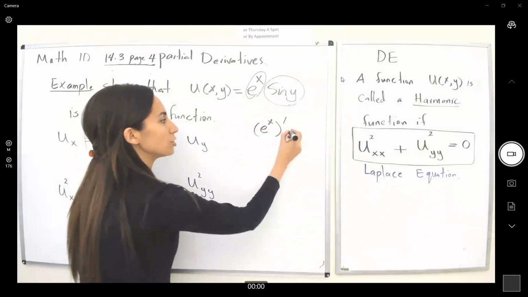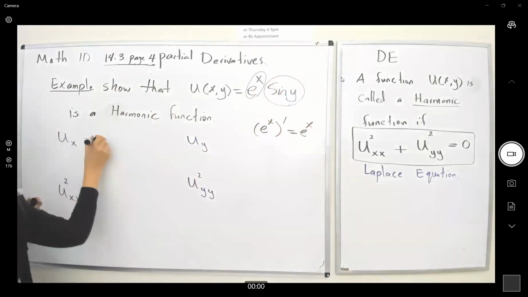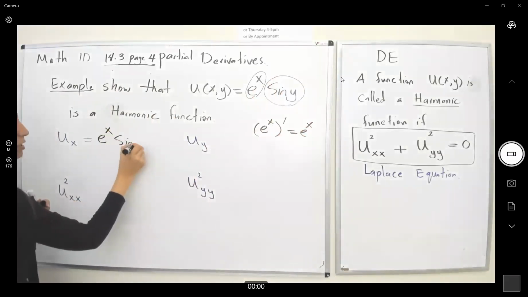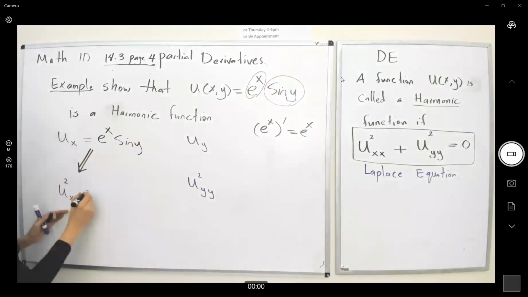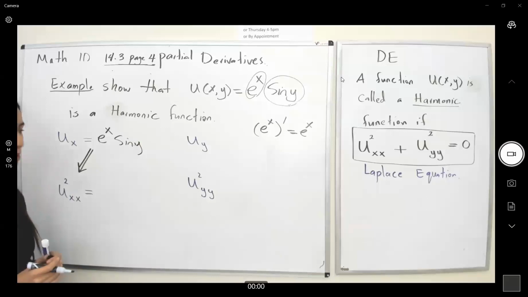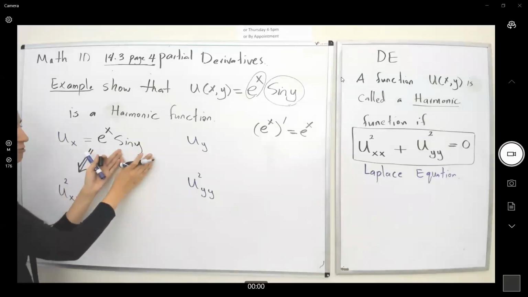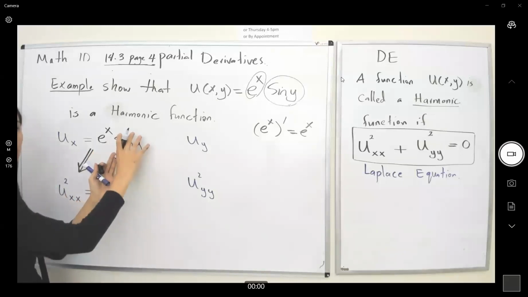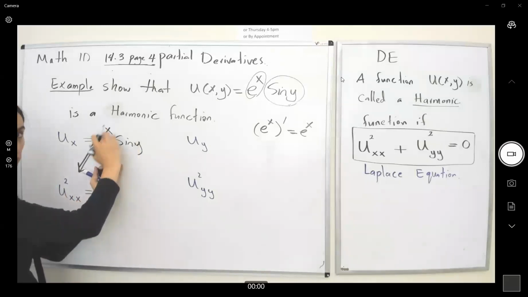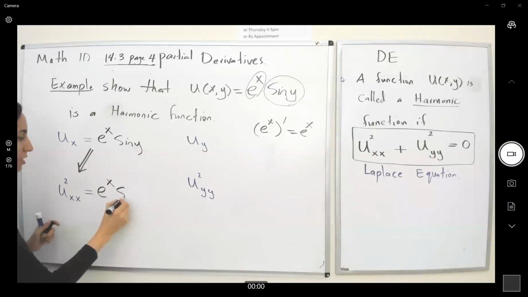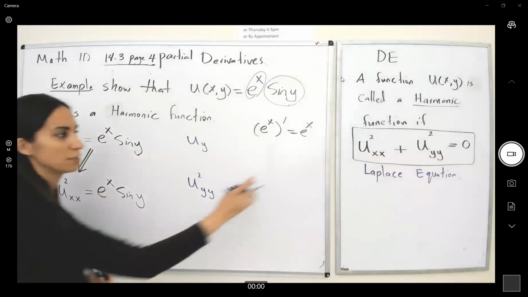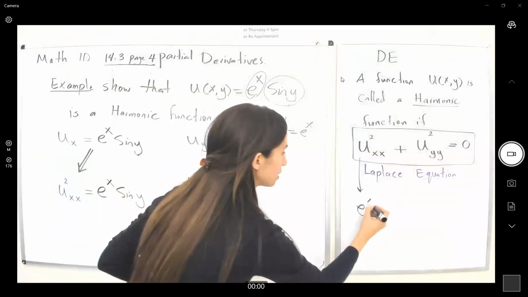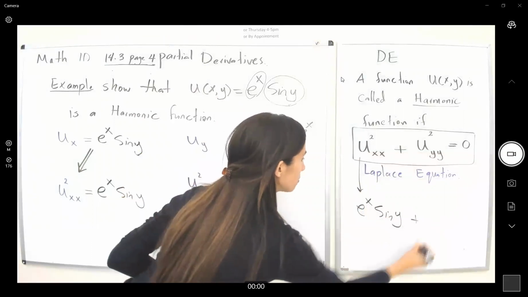The derivative of e to the x is e to the x. So we get e to the x times sine y. Now we're using this function to find the second derivative with respect to x. The same argument. Here you have e to the x, y is a constant, so sine y is a constant. The derivative of e to the x is e to the x times sine y. The first part of this equation is here: e to the x sine y, plus.